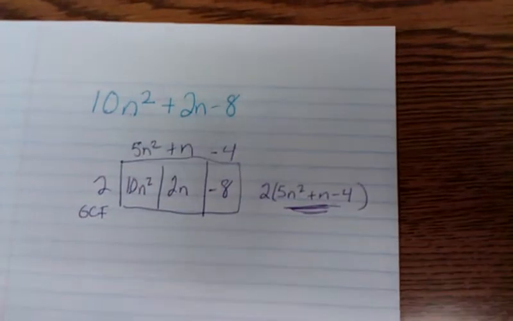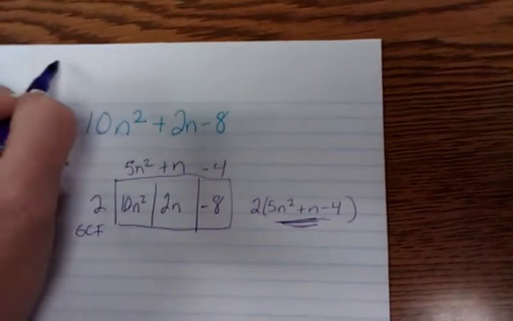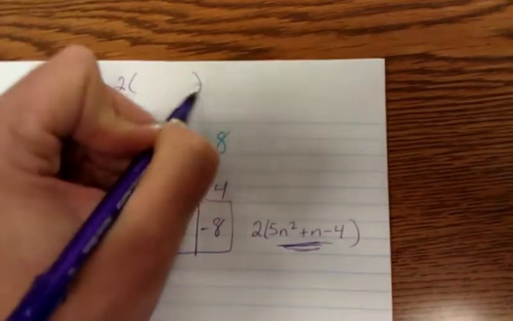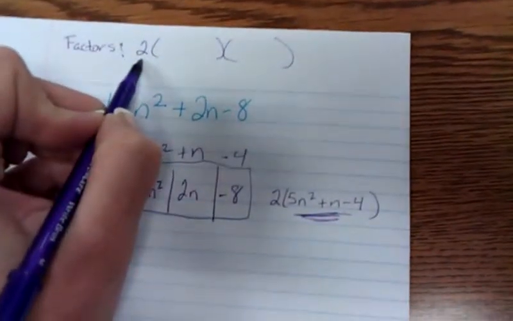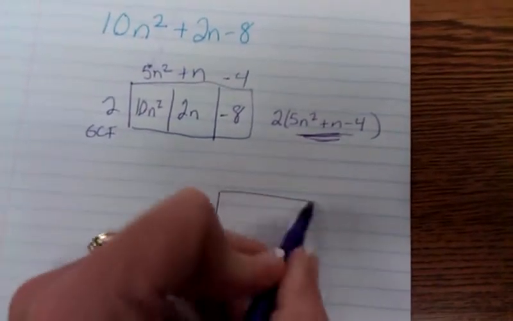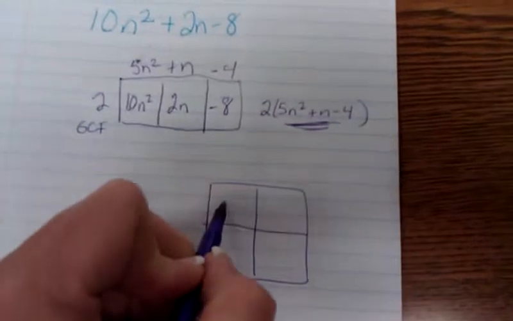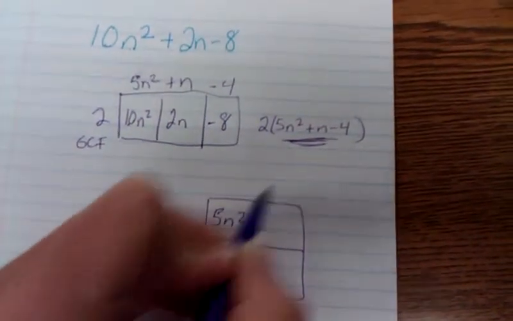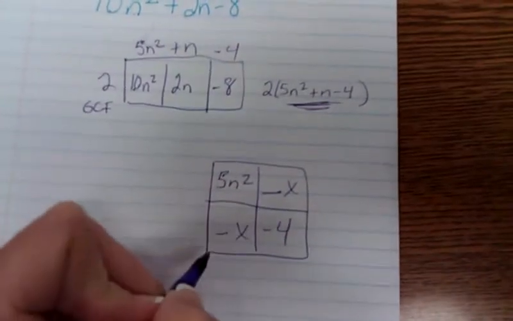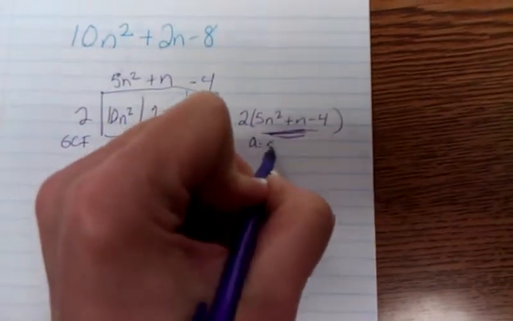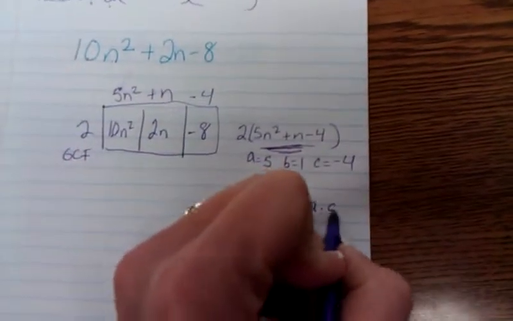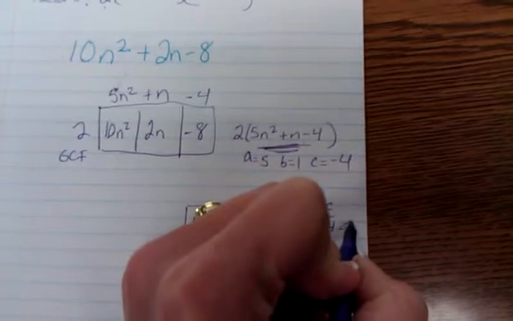This is what I'm going to put in the box to factor. Right now I'm going to write my answer, and start it up here. I've got the 2 because you don't ever want to forget that. That's normally the first thing people forget. So now let's find the factors by using the box. I'm going to draw my box. Top left-hand corner goes 5n squared. Bottom right is minus 4. Something x, something x. A is 5, B is 1, C is negative 4. A times C, 5 times negative 4 is negative 20.